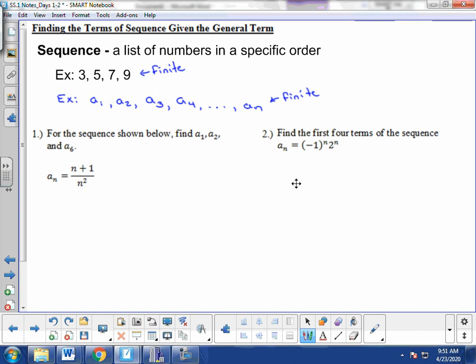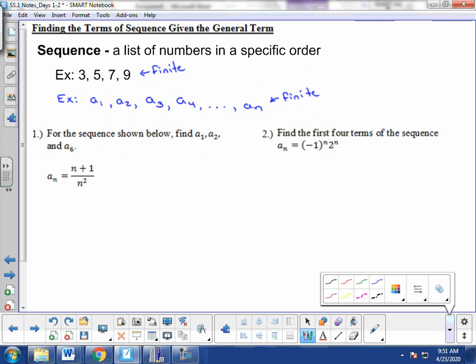Okay, so this is the general description for a sequence of any kind. In problem number 1, we get to a specific sequence, but it's not written out as numbers or terms, it's written as an expression, and we have to find the terms. So in problem 1, it says, for the sequence shown below, find a sub 1, a sub n, and a sub 6.